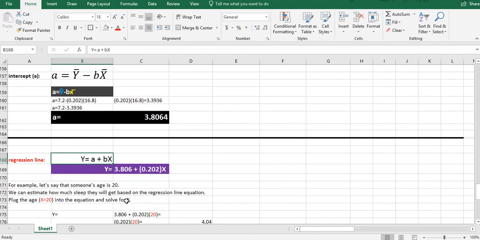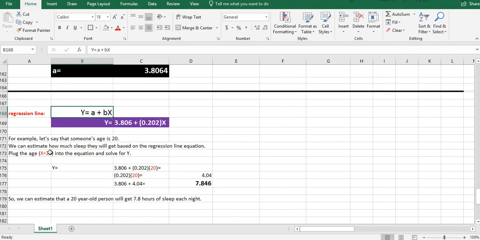So for example, if someone is about 20 years old, they can estimate how much sleep they get based on this equation. Plug the age into the equation and just solve for y. So if x equals 20, we're going to put it right here. 3.806 plus 0.202 times 20. And 0.202 times 20 is 4.04 plus 3.806 equals 7.846. So we can estimate that a 20-year-old will get about 7.8 hours of sleep every night.